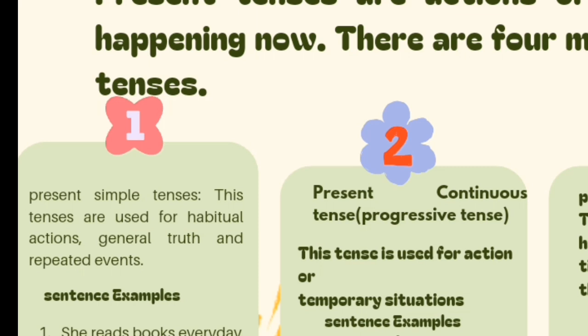Now the next type of present tense is the present continuous tense. It's also called the progressive tense. Present continuous tense is used for actions or temporary situations. Do you understand? Temporary situation like you're going on a vacation, you're writing an examination, you're doing something. Do you understand? So it is a present what?